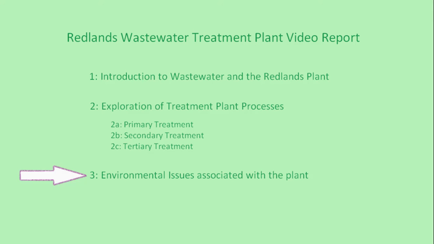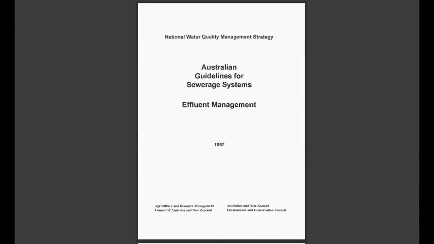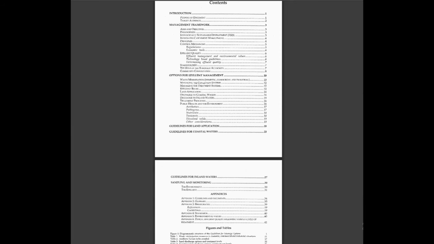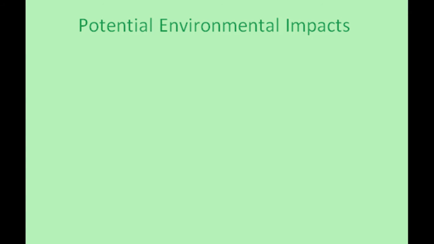Now, I will discuss the various environmental issues that are associated with the Redlands wastewater treatment plant. The operation of these plants is strictly governed by government guidelines, dictating effluent quality and all the processes involved. This is to ensure the health and safety of the public and the environment. However, even with restrictions, wastewater treatment plants generate impacts.